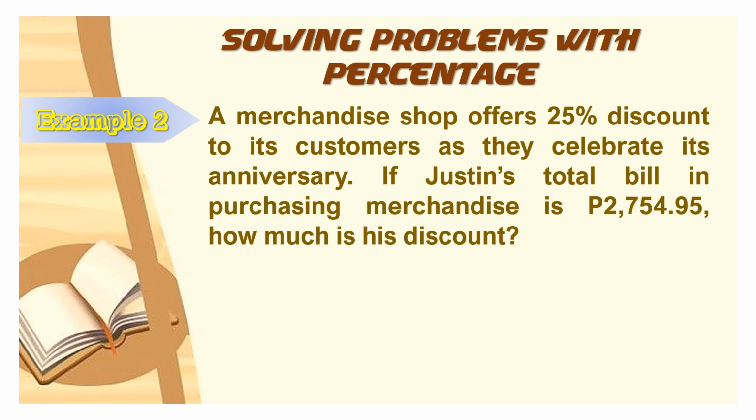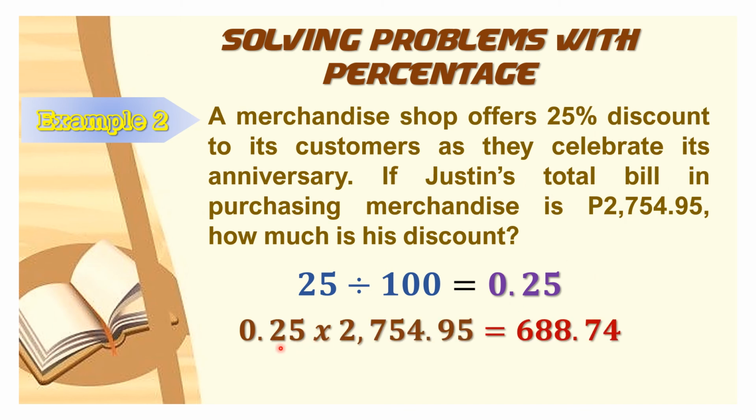Example number 2. A merchandise shop offers 25% discount to its customers as they celebrate its anniversary. If Justine's total bill in purchasing merchandise is 2,754 pesos and 95 centavos, then how much is his discount? To answer that, we're going to convert first the 25% to decimal. That is equal to 0.25.